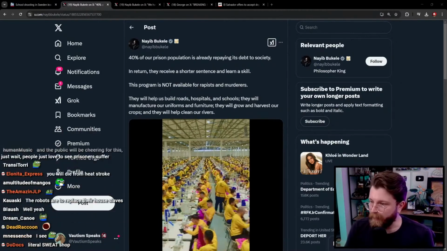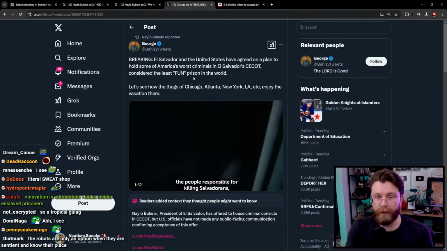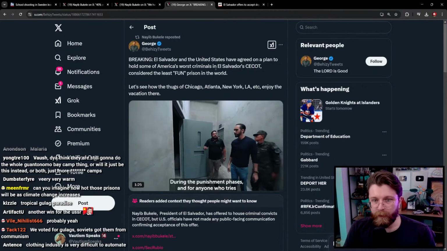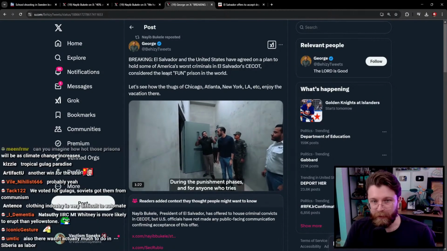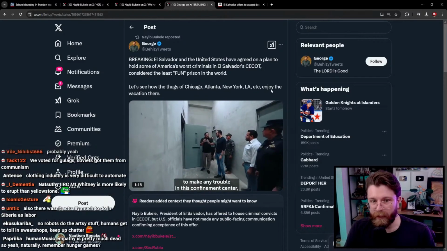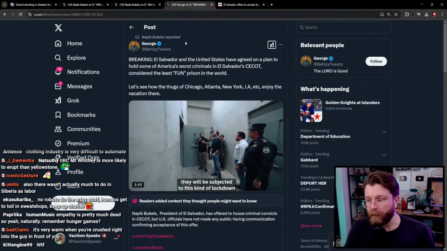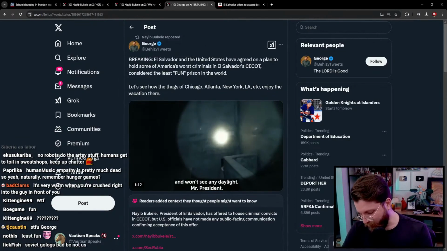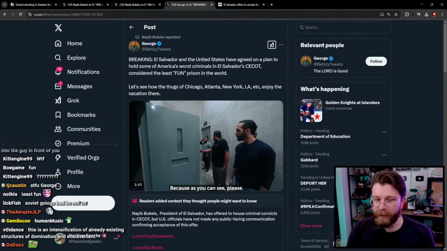So are Teslas being made in El Salvador now? It wouldn't surprise me. Look at this. Breaking. El Salvador and the United States have agreed to a plan to hold some of America's worst criminals in El Salvador's CSOT, considered the least fun prison in the world. Let's see how the thugs of Chicago, Atlanta, New York, LA, etc. enjoy the vacation there. Retweeted by President Bukele of El Salvador. I wonder what he means by thugs.